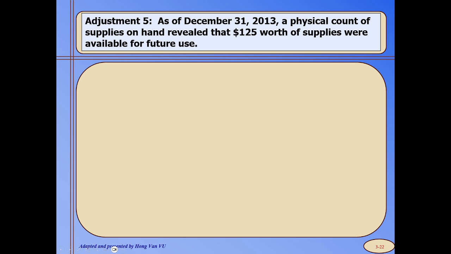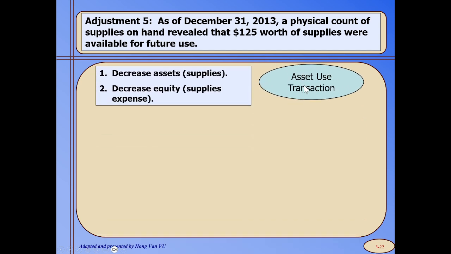Now we move to another transaction, number 5. As of December 31st, 2013, a physical count of supplies on hand revealed that 125 worth of supplies was available for future use. This transaction decreases the supplies asset account and decreases equity through the supplies expense account. This is classified as an asset use transaction.